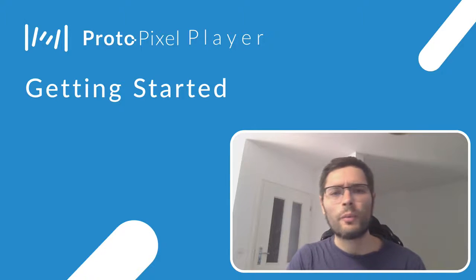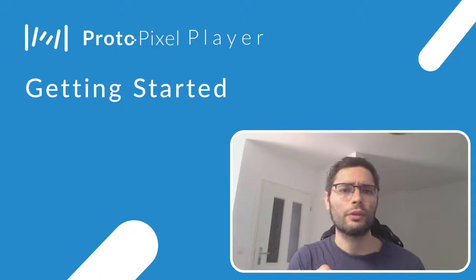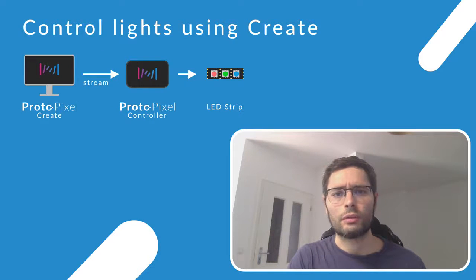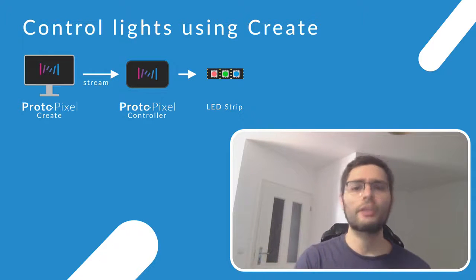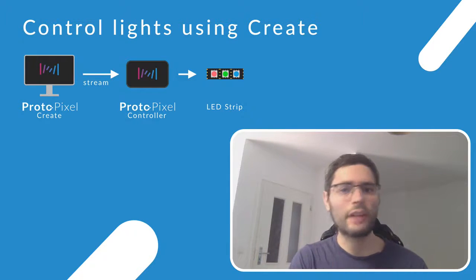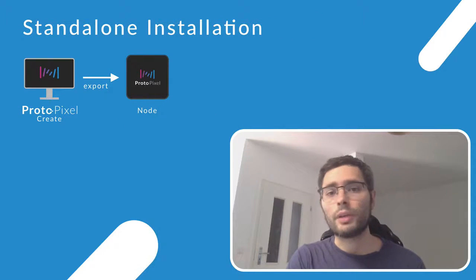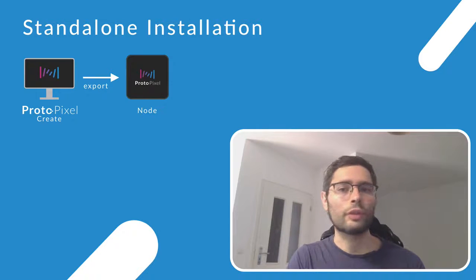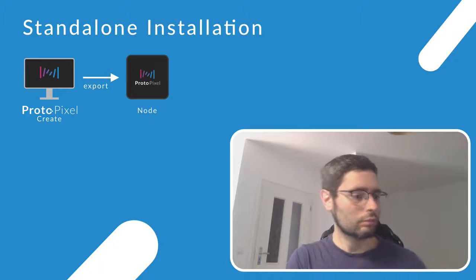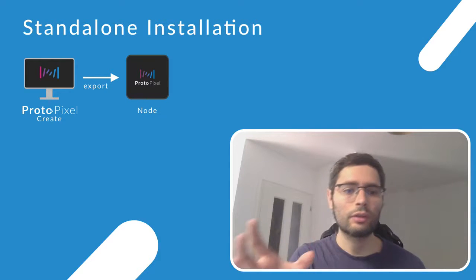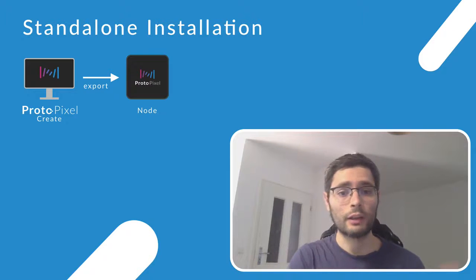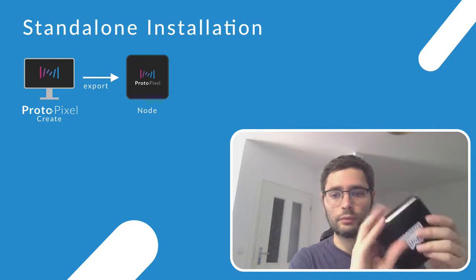Until now we had two different ways of using Protopixel to control lights. The first one would be using Protopixel Create directly. You would create your project, add the fixtures, the content, etc., and send information to the controller directly. The second one would be when you don't want to use your laptop or computer in the installation. You could then use Protopixel Create to export your project and load it into a Protopixel node.